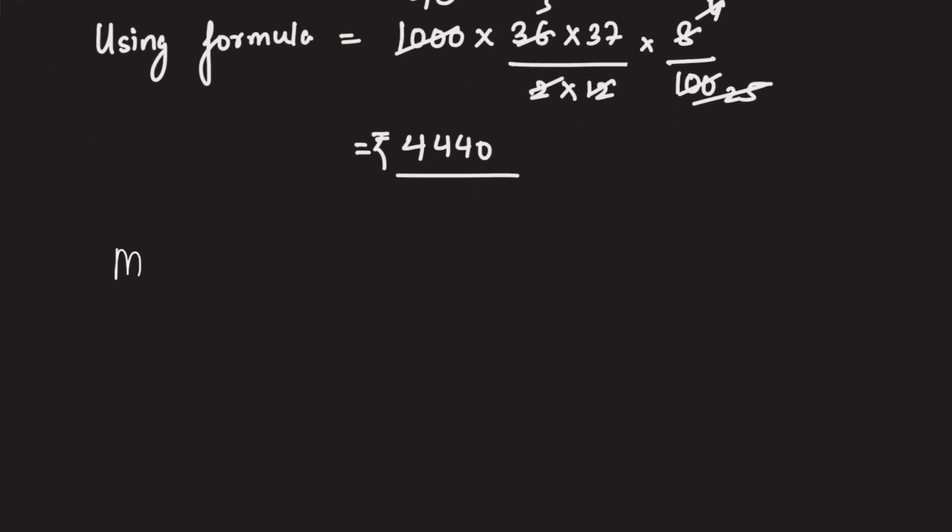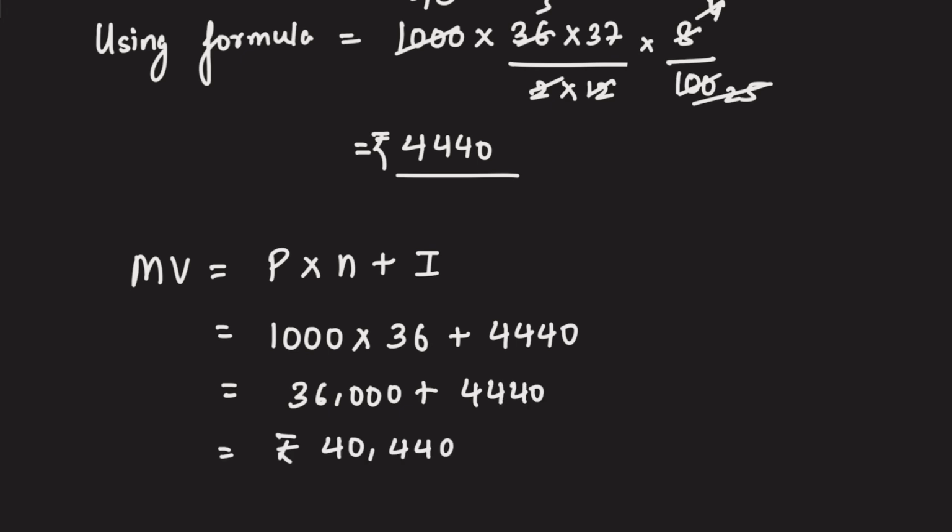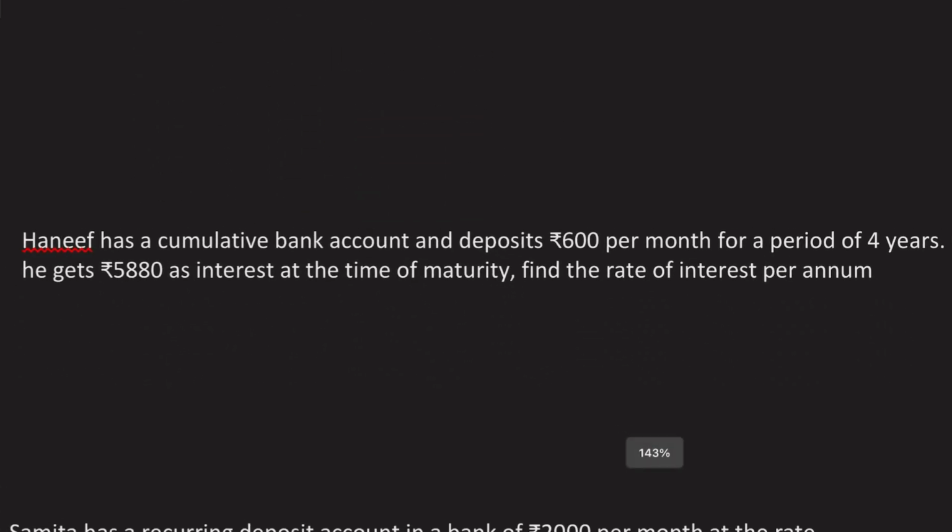So MV: here the principal amount was 1000, N is 36, and interest here is 4440. Answer will be 36,000 plus 4440, that is equal to, so the amount Mrs. Goswami will get at the time of maturity is this. Okay, let's move on to the next question.